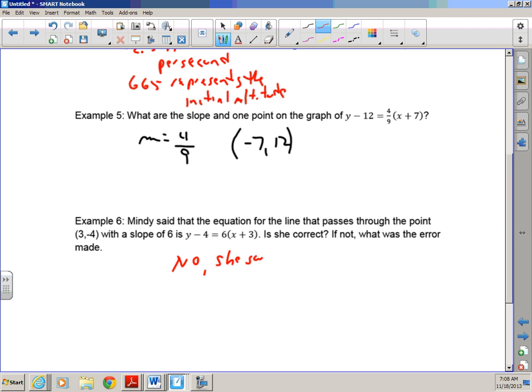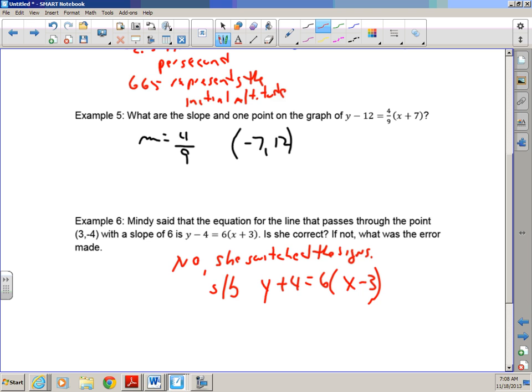She switched the signs. It should be y plus 4 equals 6 times x minus 3. Okay? Now, you can always check your answer to this. And how can you check?